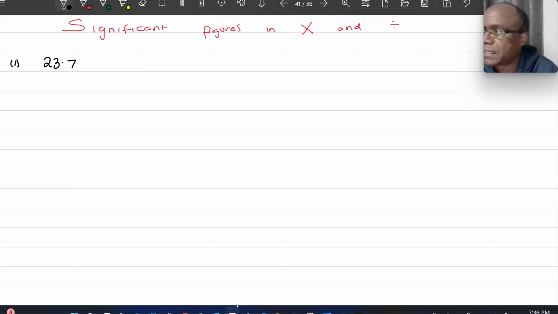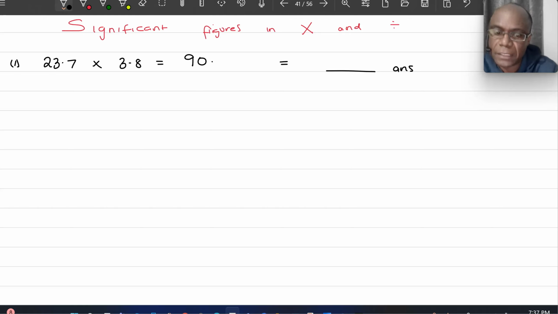Okay, so these examples involve reporting significant figures in multiplication and division calculations. All right, so number 1, can you try this? Try to do this math. 23.7 multiplied by 3.8. I need the unrounded number, and then I'll need the final answer here to the correct significant figures. Do that, pause the video, do it.